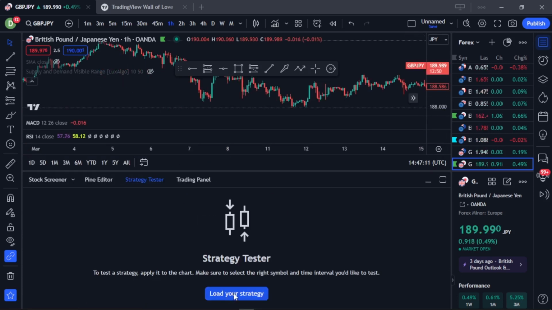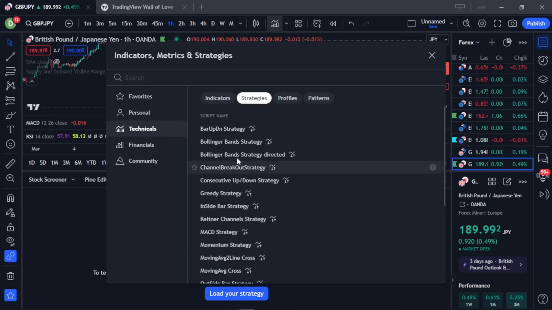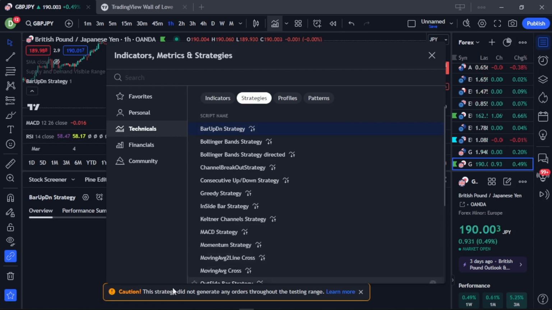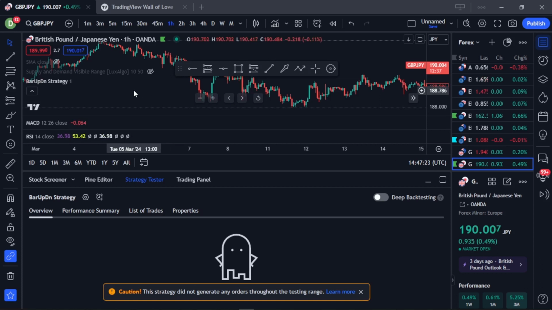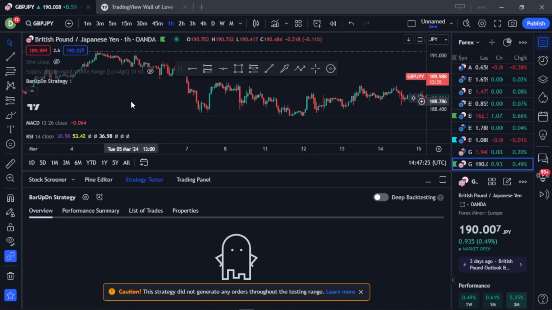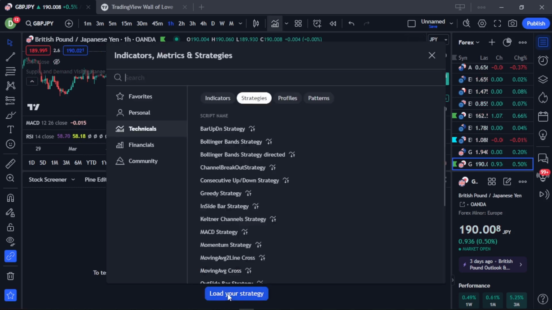You can also come over here and load any other strategy. For example, let's go with the bar up and down strategy. Let's see if it works as well, because this strategy did not generate any order throughout the testing range. Considering the time frame I'm using and the range, this up and down couldn't generate any result. Not all of them will give you a result, depending on the market you are trading and the time frame and everything.